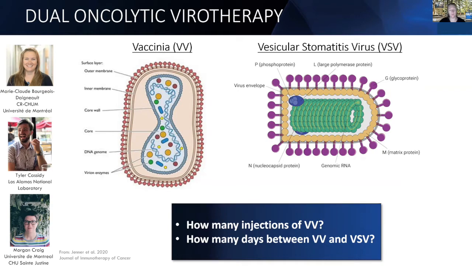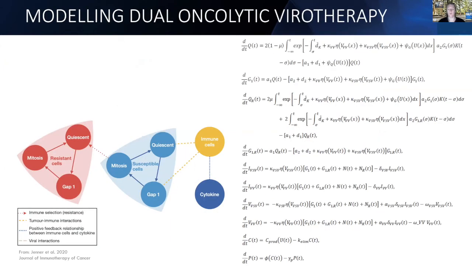So we started off by building a mathematical model for these two viruses in a tumor setting. And so we use this system of distributed delay differential equations here on the right. I'm not going to go through the equations in too much detail, but I will just briefly talk you through the model. What we started off with was considering a tumor population that's growing. And we called these cells susceptible because we imagine that they're susceptible to the virus infection and they're susceptible to immune cell killing.